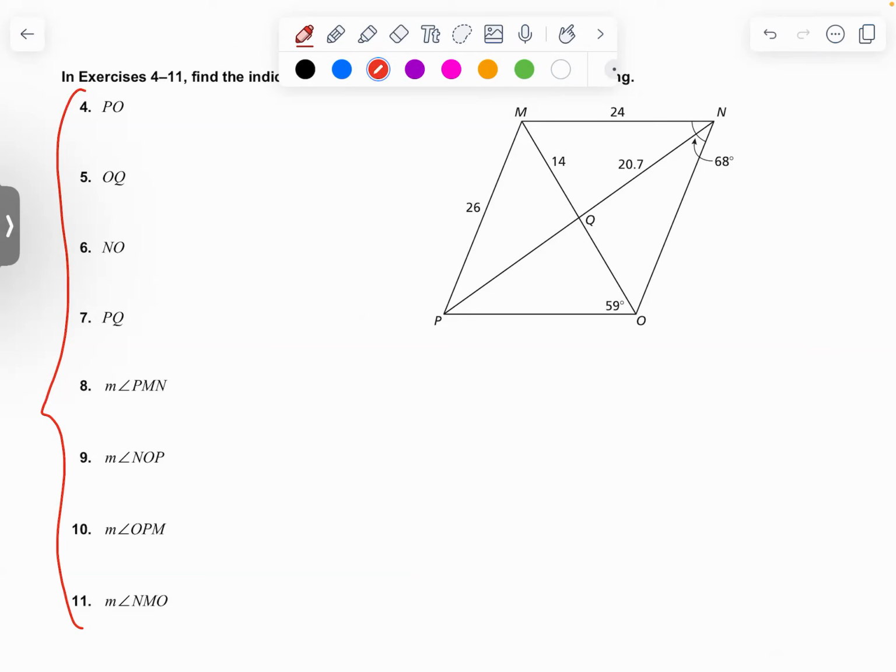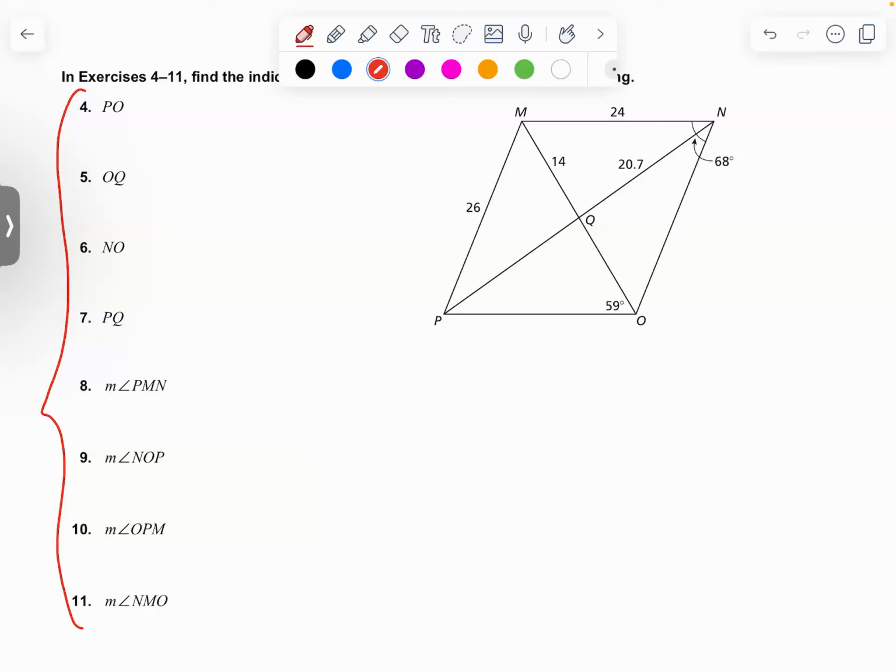And OPM also has to be 112. How's NOP with that? And OP, because it's still supplementary. Wait, what about PMN? I'm not sure. Because 68 plus 112 is supplementary, and those angles are always supplementary. Same side interior. What does same side interior do? You're saying this is the entire angle? No, 68. That has to be 112.